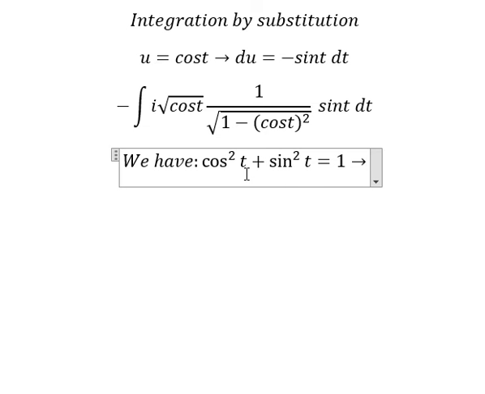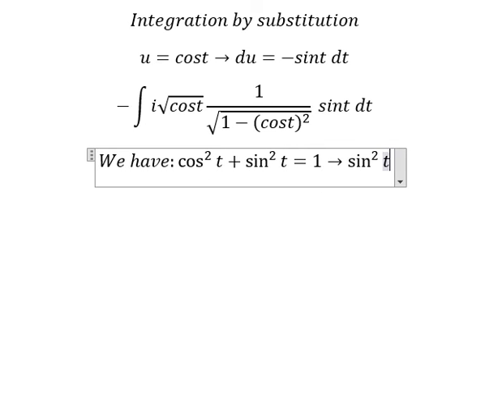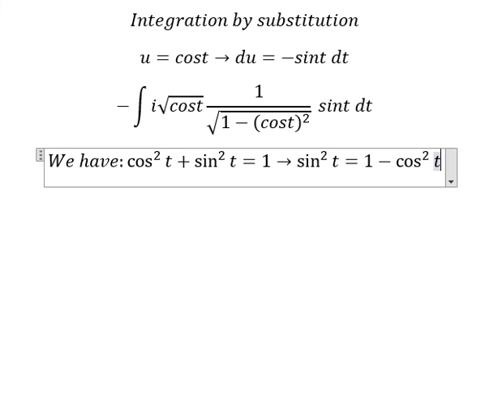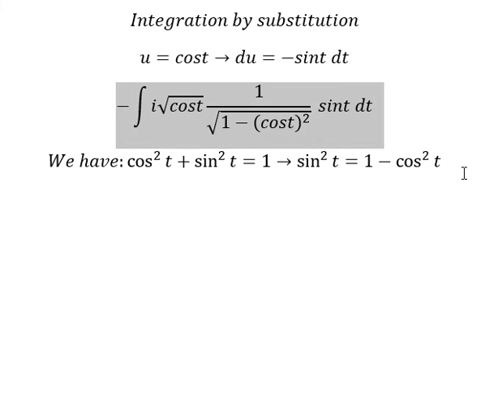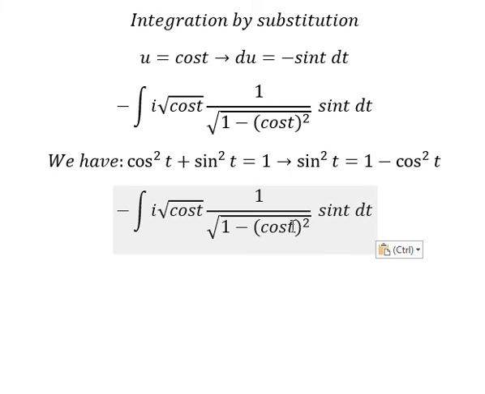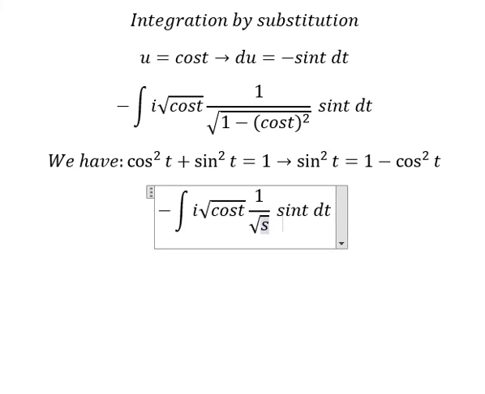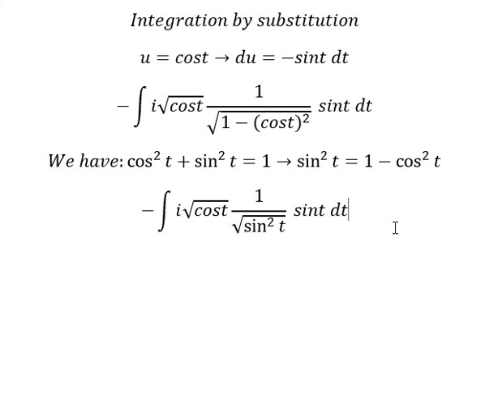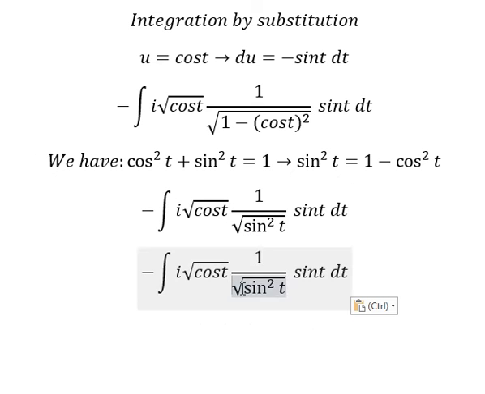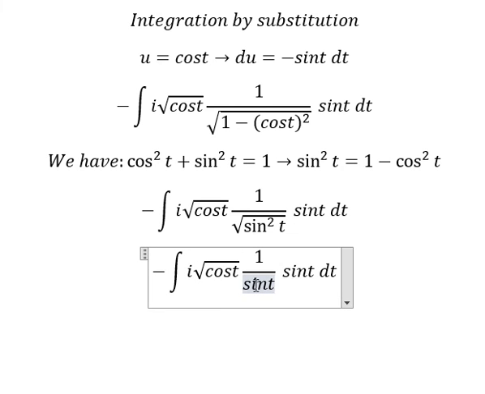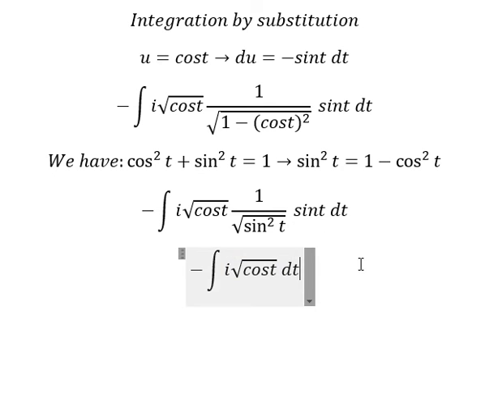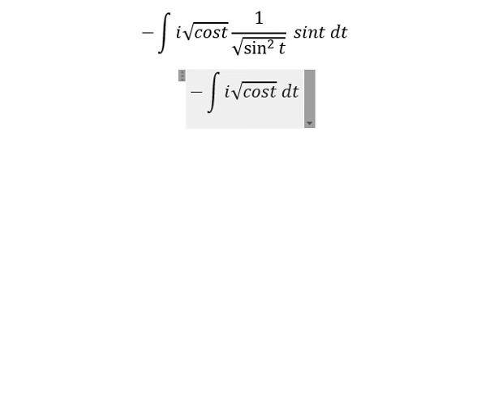So we put cosine t squared to the right, and this one is about sine t squared. The square root of sine t squared we have sine t. Sine t we simplify. Next, we have the formula in here.